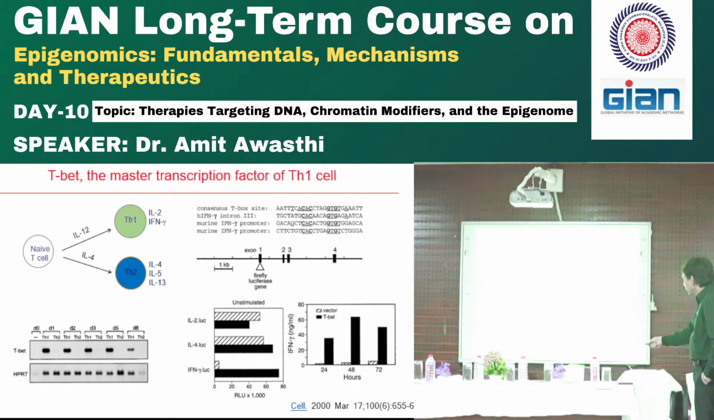Wherever they have the IFN gamma luciferase gene put together with Tbet, you see this nice expression in the black one. But that is not happening with the IL-4 promoter. IL-4 is a Th2 cytokine. So Tbet is not doing anything, it is as good as control. And they took the IL-2 promoter, which is also a T cell cytokine, a growth factor. Tbet is not able to transactivate that either. So it becomes very specific for IFN gamma. And then they did this experiment where they overexpressed Tbet.